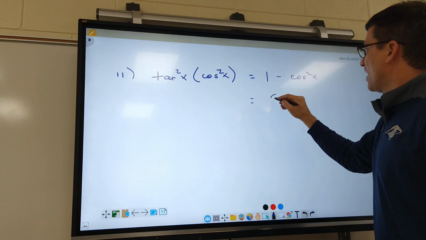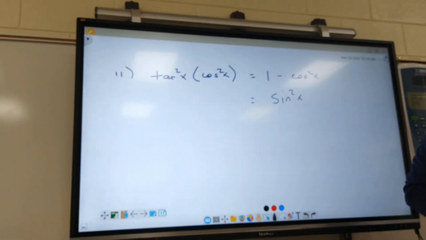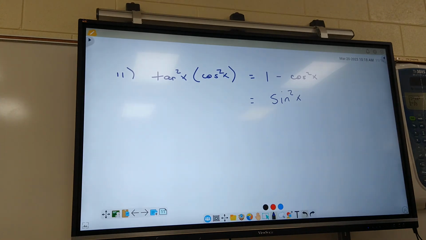All right, so we got sine squared on the right. So I'm going to guess the right's done. We've got it down to 1 word. It's done. So now let's work on the left.